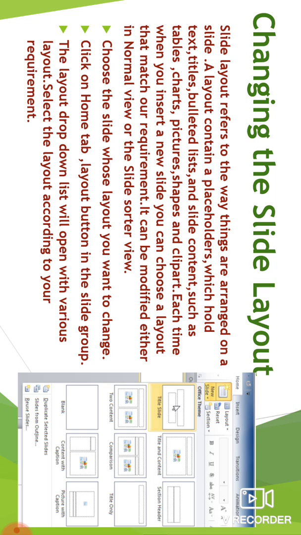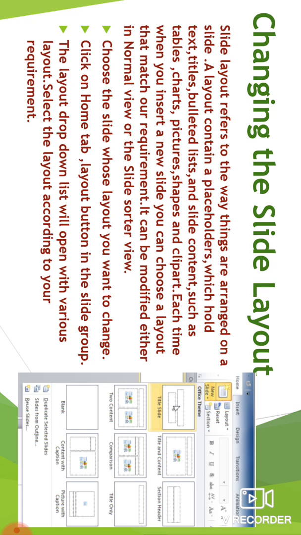What do you mean by the slide layout, students? Slide layout means the arrangement of the things on the slide. Which type of things? Things like placeholder, title, list, slide content, tables, chart, picture, shape and clip art. The way you arrange all these things on a slide is known as slide layout.